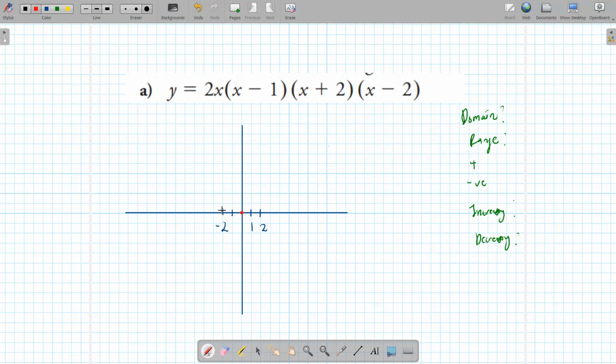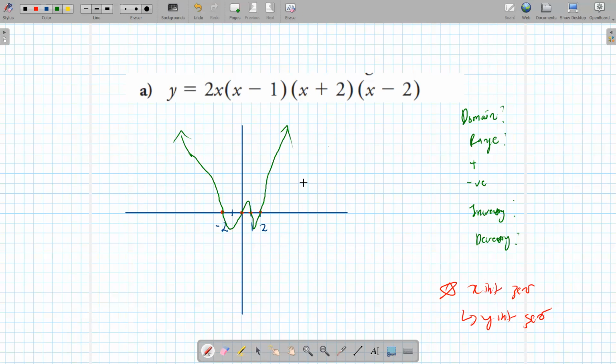So you have 0, negative 2, positive 1, and positive 2, right? Like that. And if the x-intercept is 0, the y-intercept is automatically also 0. Okay? So our function is going to start here somewhere. It's going to go down here, come back up here, go down here, come back up here, and there you go. That's the sketch. Cool?